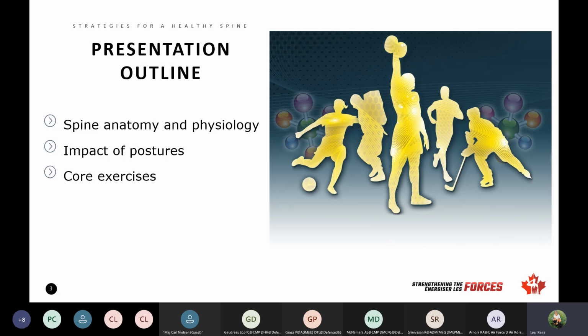So after looking at those different forces that can impact our spine, we're going to follow up with the strategies on how to actually reduce the risk of injury due to these forces. And that's going to include posture strategies as well as specific strengthening exercises for our core, right?